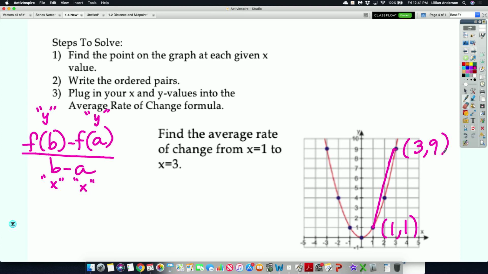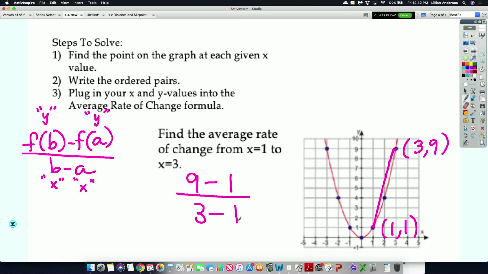Okay? f of b needs to represent one of those y values, and f of a needs to represent the other y value. Which one do you want to do first? Because it does matter. 9. Okay, so we're going to do 9. That represents f of b, minus 1, which represents f of a. And now we're going to divide it by b minus a. So it's going to be 3 minus 1. It does matter because if you flip them, if you did 1 minus 9, then on the bottom you'd have to do 1 minus 3.